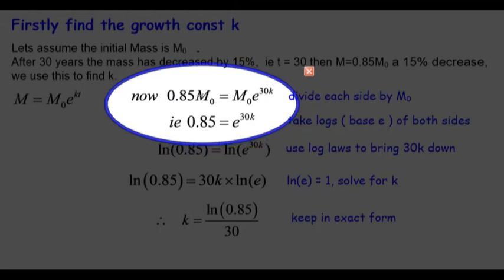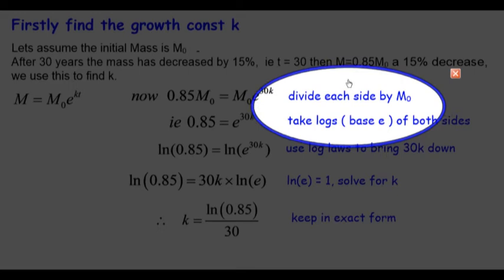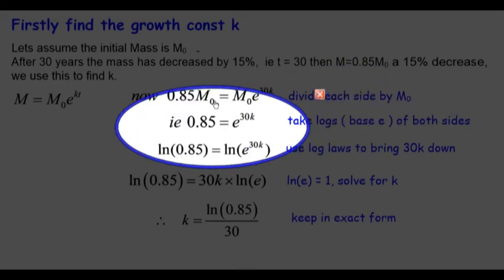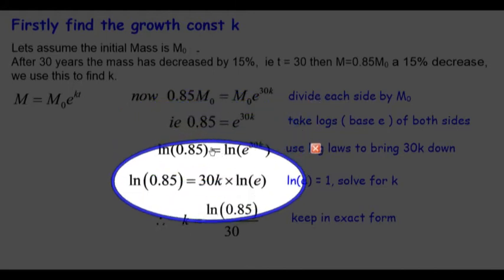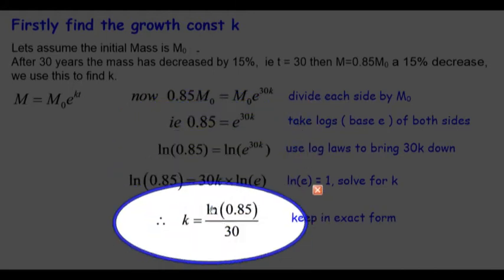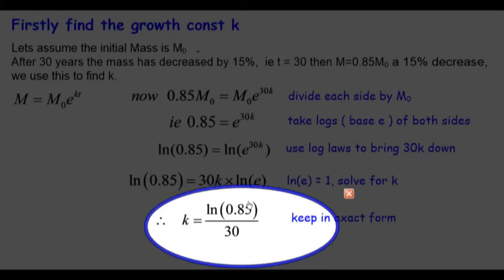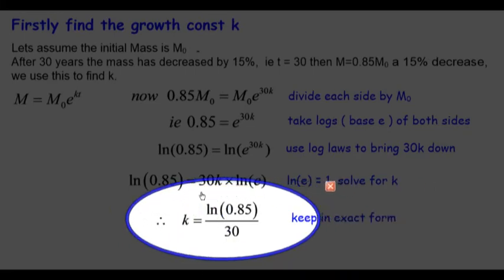But okay, 0.85 m0 equals m0 e to the 30k, with t being 30 years. You can see, divide by m0. We end up with 0.85 equals e to the 30k. We need to solve for k, take the logs, bring down the 30k, and then eventually get the decay constant. Now notice this is negative. ln 0.85 is actually negative. So we keep it in the exact form. Always keep the constant in the exact form.